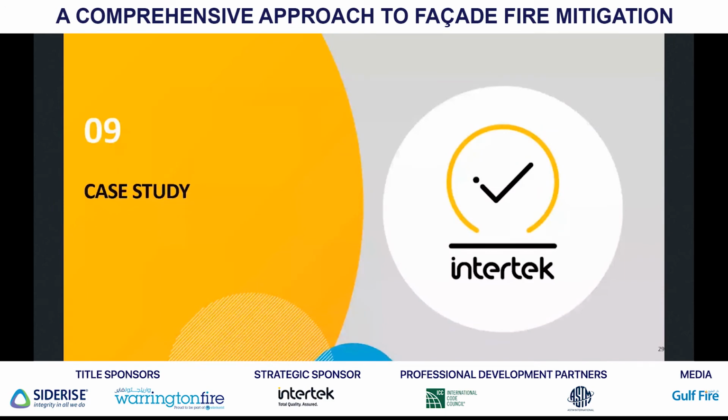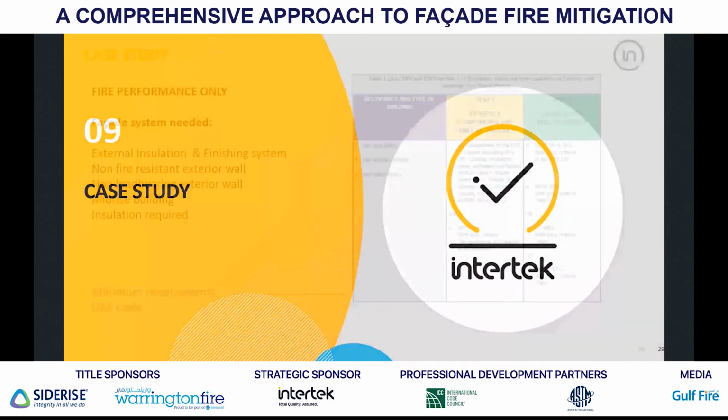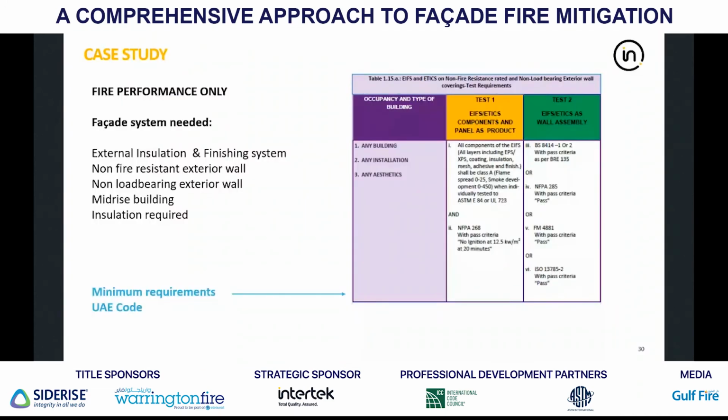Okay, so case study. We're going to focus very quickly on fire performance only. Facade systems are complex systems, but to make sure that what we discussed earlier, we can see a full example, we'll just focus on that. So we have a project where we need a facade system. An EIFS system for a non-load bearing and non-fire resistant exterior wall in a mid-rise building. Insulation is required. So we go to the code and we check the minimum requirement.